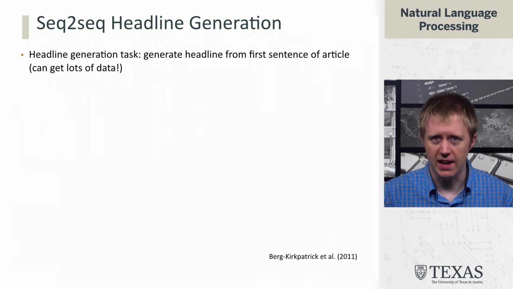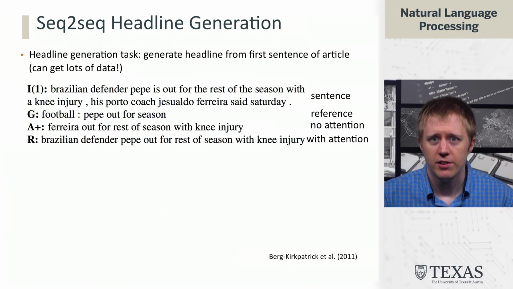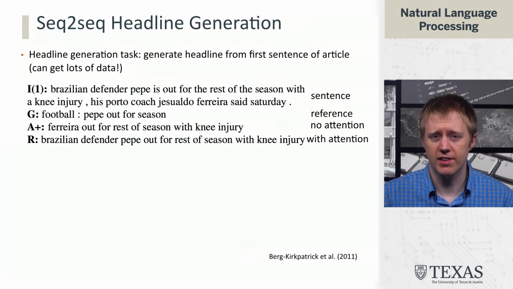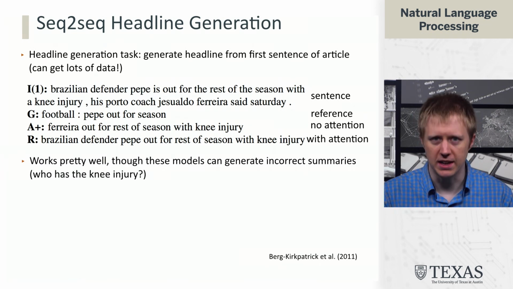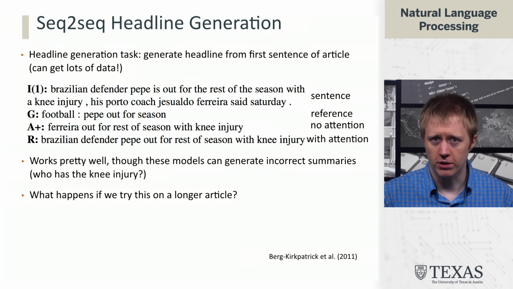The headline generation task consists of taking the first sentence of an article and then generating a headline based on it. What that looks like is this, where the sentence talks about Brazilian defender Pepe being out for the rest of the season, and then the reference here is "Football, Pepe out for season," and a Seq2seq model might generate the following: "Ferreira out for rest of season with knee injury." Okay, not actually too bad, right? It's got some bit about the knee injury, but it's got the wrong person being out for it. So this can actually work decently well, and if you incorporate attention and some other tricks, it kind of fixes things up. But what happens if we try this on a longer article?